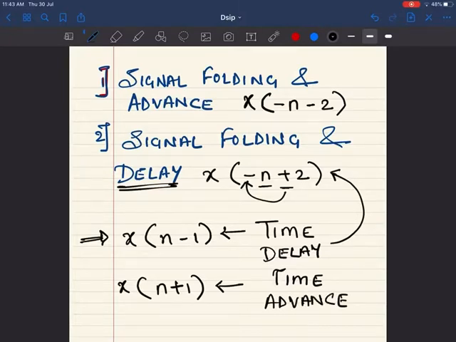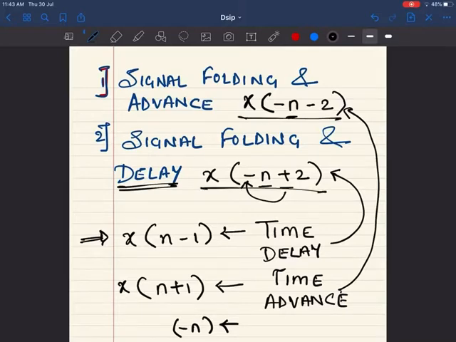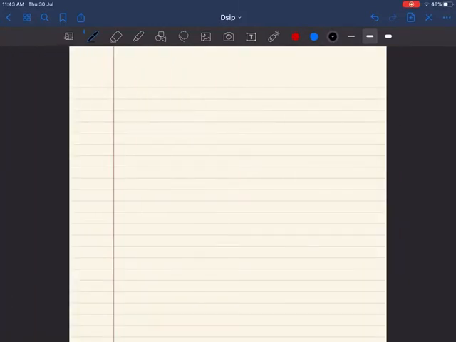But this is associated with a minus sign over here in this case. Why? Because there is a negative sign associated with n. So when minus n comes into the picture, we reverse everything. That is why we have reversed time delay to time advance and time advance to time delay. You will understand it better when we solve these two examples. Now let's solve for signal folding and advance first.